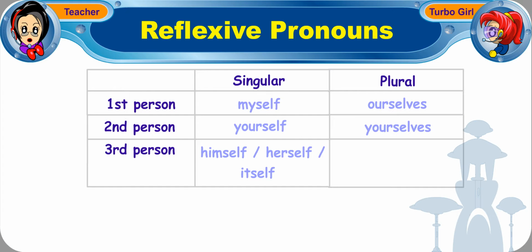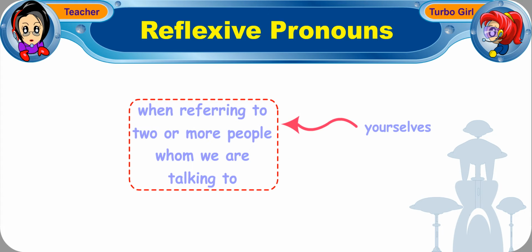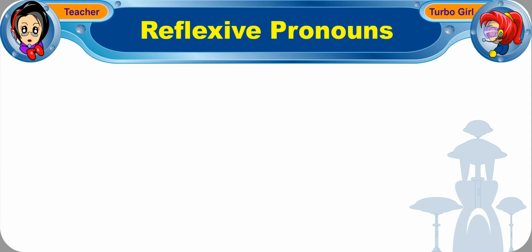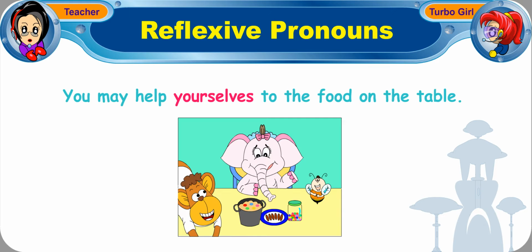Yourselves is the plural form of yourself. We use yourselves when we are referring to two or more people whom we are talking to. For example, you may help yourselves to the food on the table. We use the reflexive pronoun yourselves to refer to the same group of people as you in the sentence.